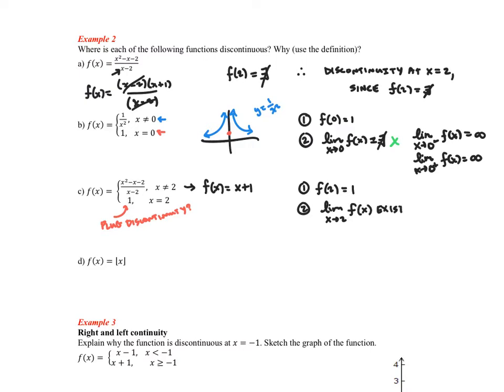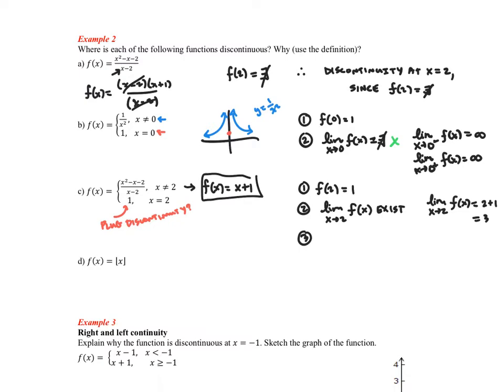Well, let's look at the one-sided limits. So the limit as x approaches 2 from the left of f of x, the limit as x approaches 2 of f of x will be equivalent to x plus 1 with a 2 inserted. So we would insert a 2 plus 1, and it equals 3. Now part 3, we got a violation.